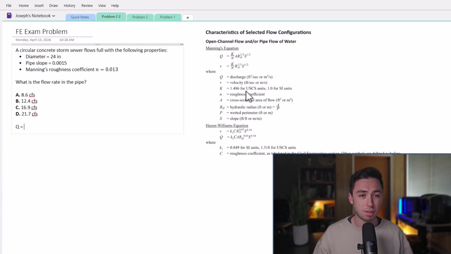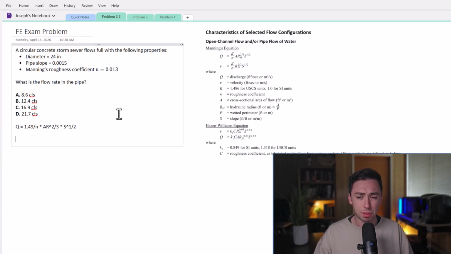But we have on the right the FE reference manual. Just searching for Manning's or Manning is going to immediately pop up Manning's equation. So that's super useful there. So for K, for USCS units, we're in English units, we're going to be using 1.49 for this problem. So we have 1.49 divided by n. Then we're multiplying that by A, R, so A is area, R sub H is hydraulic radius, and that's going to be raised to the 2/3 power. And then, of course, the square root of the slope, or the slope raised to the 1/2 power. This is our equation that we're going to be using here.